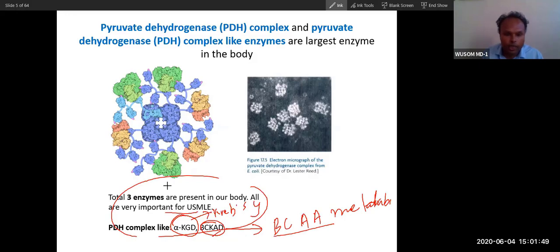So there are three enzymes that have similar structure. There are two more enzymes that have similar structure to PDH, and in total three enzymes will have very similar structure. When we talk about the structure of this enzyme, that means we will also talk about these two enzymes. You have to understand these two enzymes together.